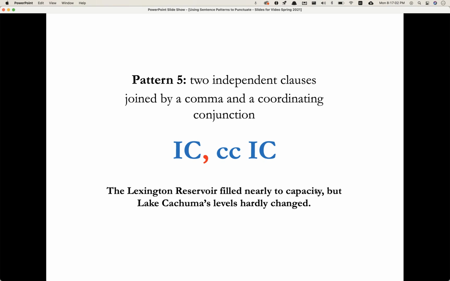So there's a "but" there. The "but," of course, is the B in FANBOYS. It is a coordinating conjunction. I would expect that you could recognize that "but" is a coordinating conjunction and then recognize that it is this pattern if you were to come across this sentence, and then place that comma there.